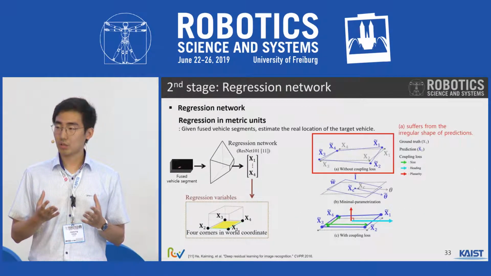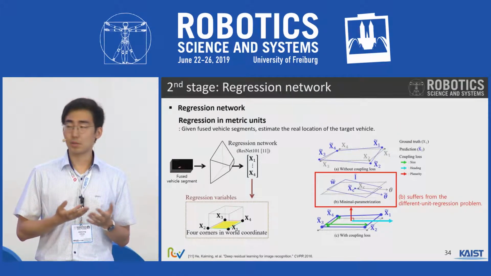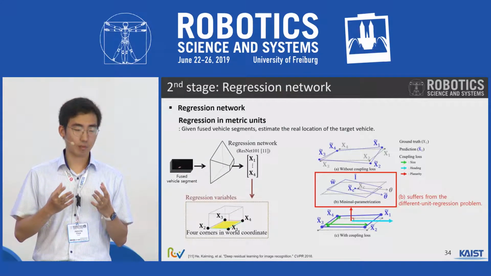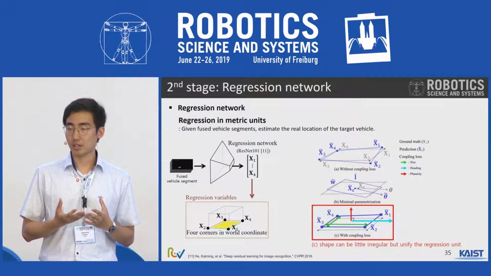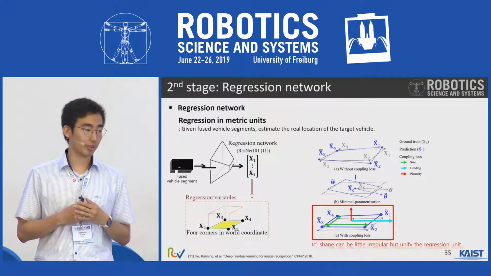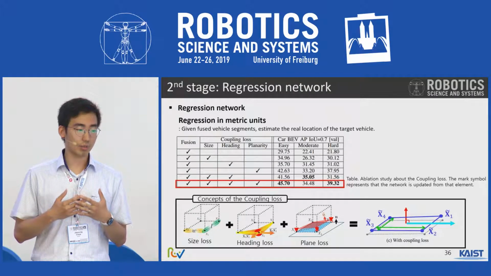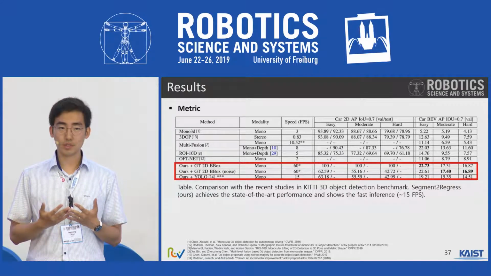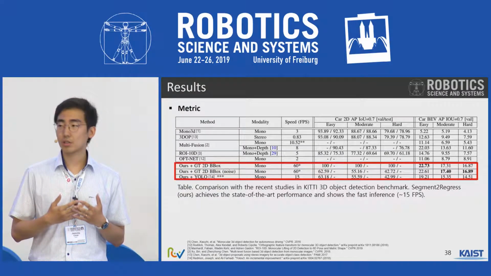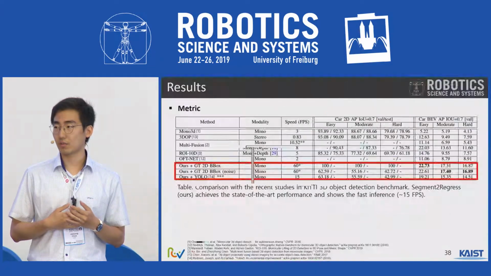Without coupling loss, the shape of the bottom can be irregular, and with minimal parameterization, it suffers from the heading prediction. And with our system, it stabilizes the regression in our neural network. So here, the plane loss effectively increases the performance of our network. And finally, we achieve the state-of-the-art performance in the KITTI dataset. Especially, we show the strong point on the hard cases, even with fast inference.